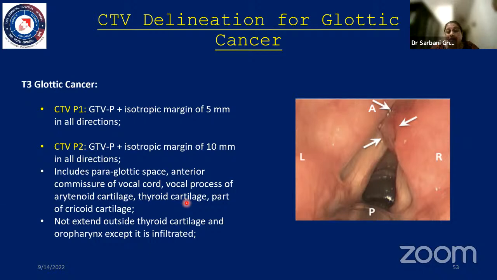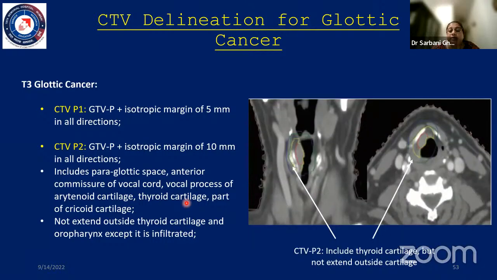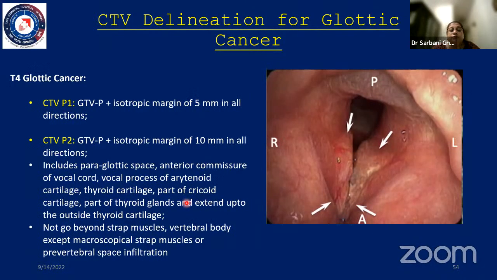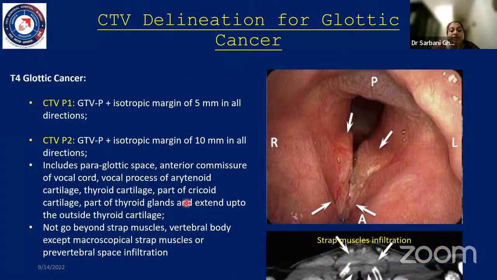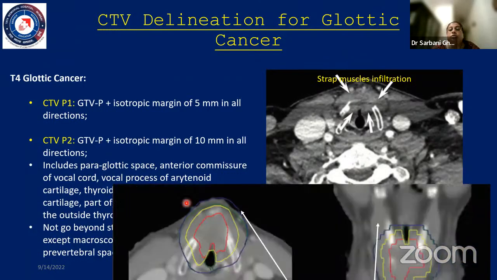In addition to that, you need to include areas that may harbor microscopic disease or into which there could be submucosal or direct extension of the disease, but which is not apparent now. Okay, so this is what you need to remember. And this is for T4 glottic cancer, but you need not go beyond the strap muscles, vertebral body, except when there is involvement or extension macroscopically into these structures. So this is what you need to know.